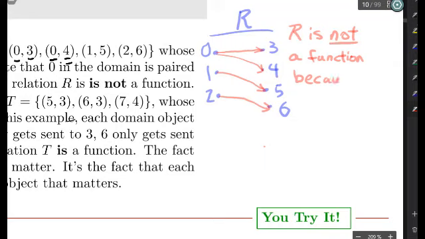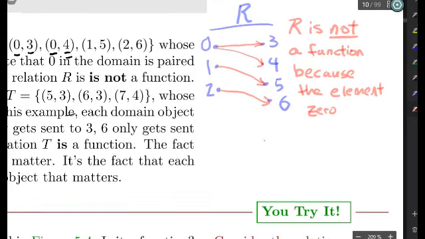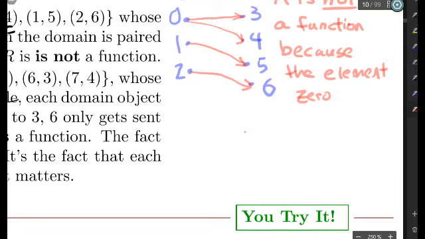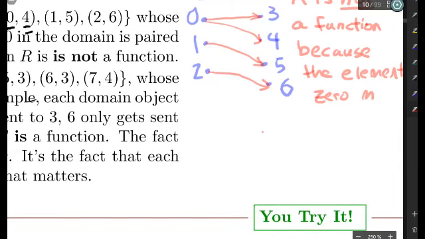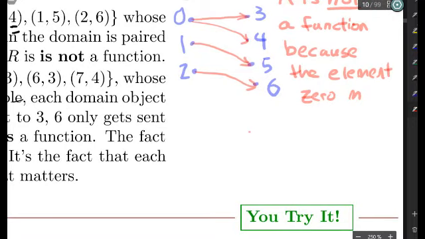Because the element 0 maps to more than one thing in the range.